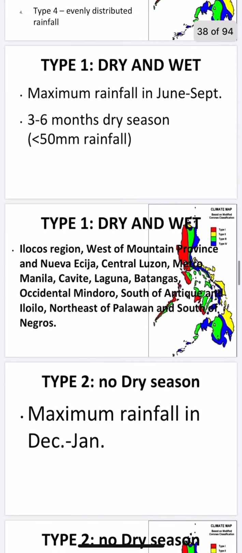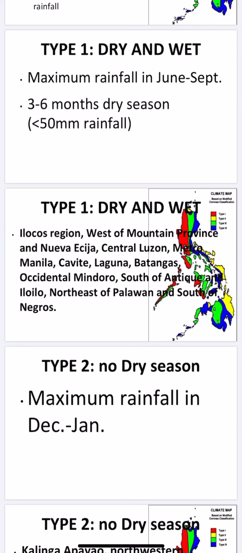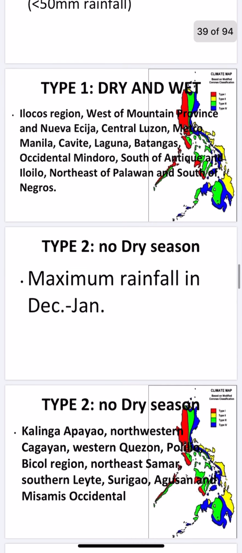Once again, for type 1, the dry and wet, the maximum rainfall is between June to September, with only a 3 to 6 months dry season, less than 50 millimeter rainfall. Type 1 includes the Ilocos region, west of Mountain Province, Nueva Ecija, Central Luzon, Manila, Cavite, Laguna, Batangas, Occidental Mindoro, south of Antique, Iloilo, northeast of Palawan, and south of Negros.